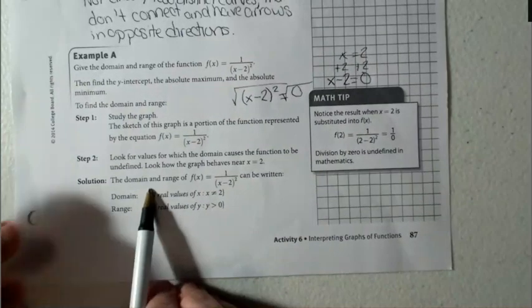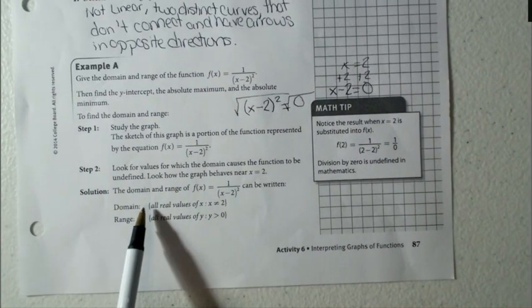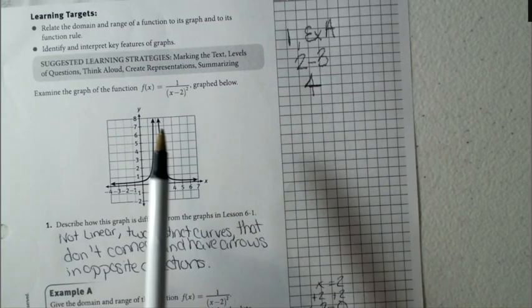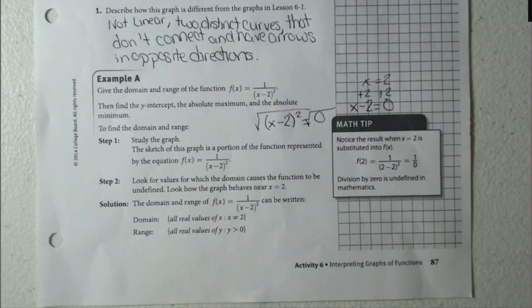So the domain and range, all right? Well, let's see. The domain is all real values of x, but the only x that cannot be used is 2. So notice how they put that. x does not equal 2. So anything other than that.